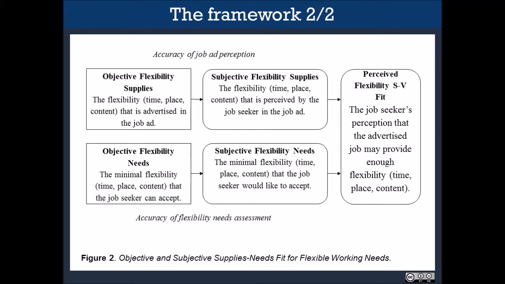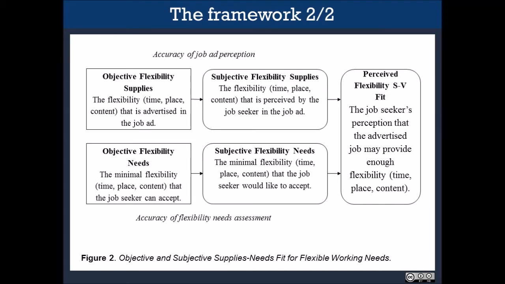So about the subjective supplies and needs. The subjective supplies are the flexibility that is perceived by the job seeker in the job ad. So it is not the flexibility of the job itself, because the job seeker does not have the full picture of the job. The job seeker only has the full picture of the job ad. So the job seeker can only know about the flexibility that is advertised in order to make informed judgments. So that is the supplies in the context of this project.